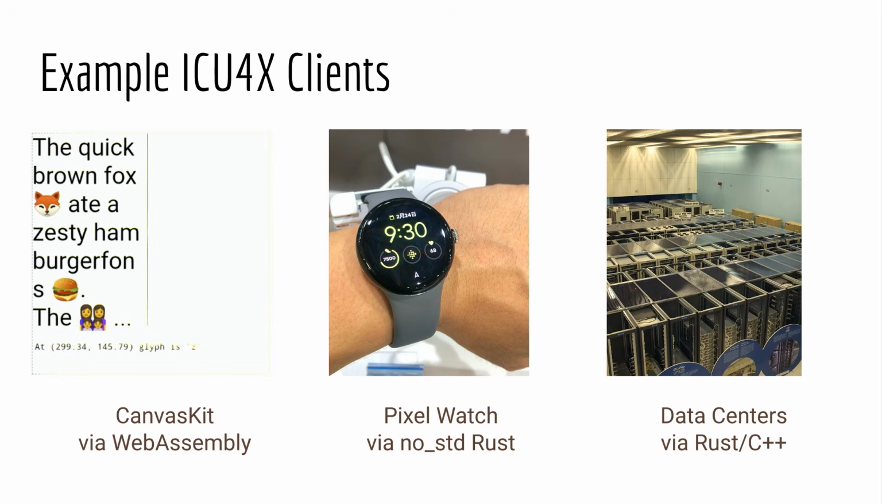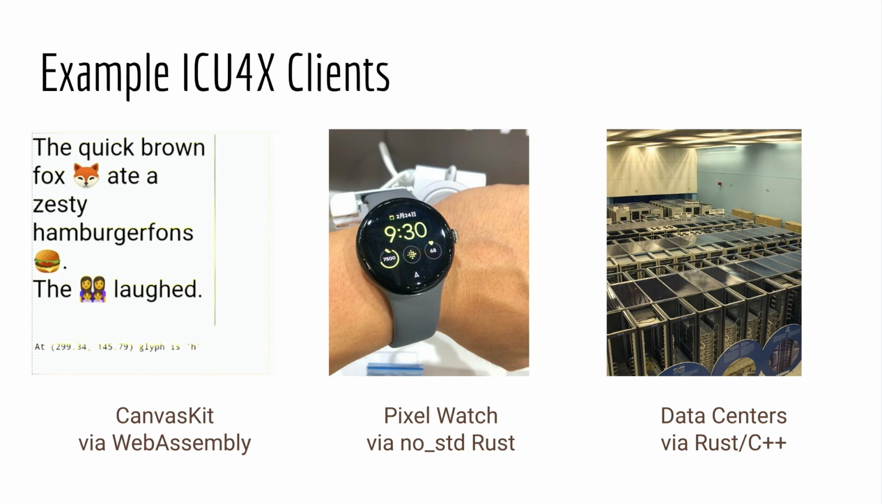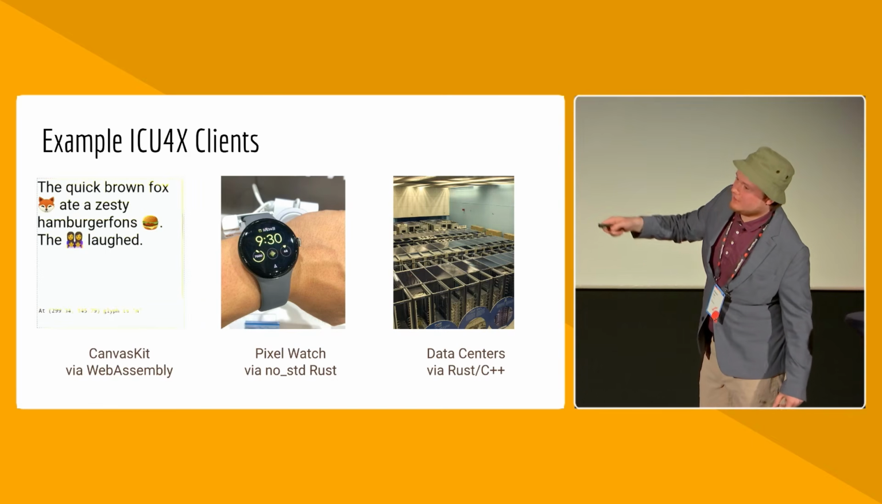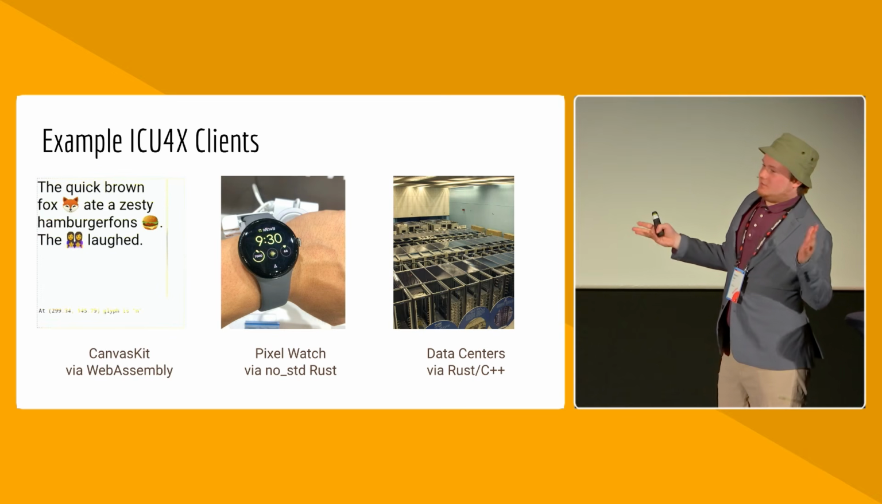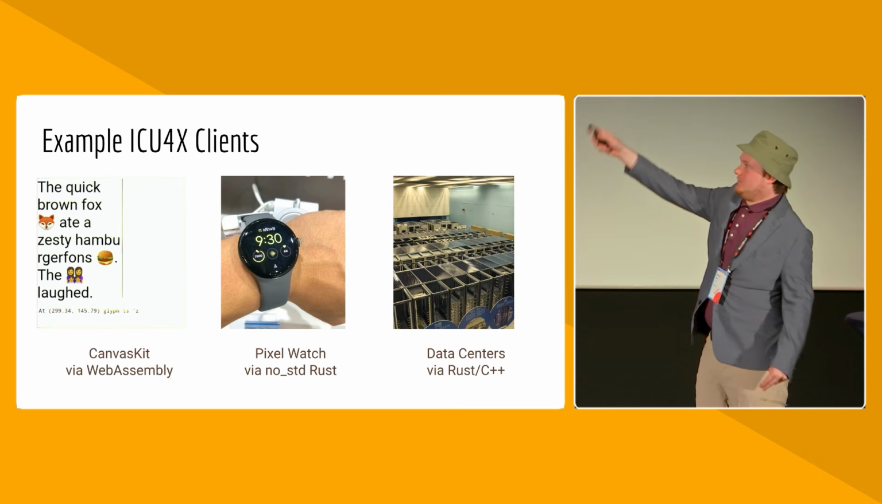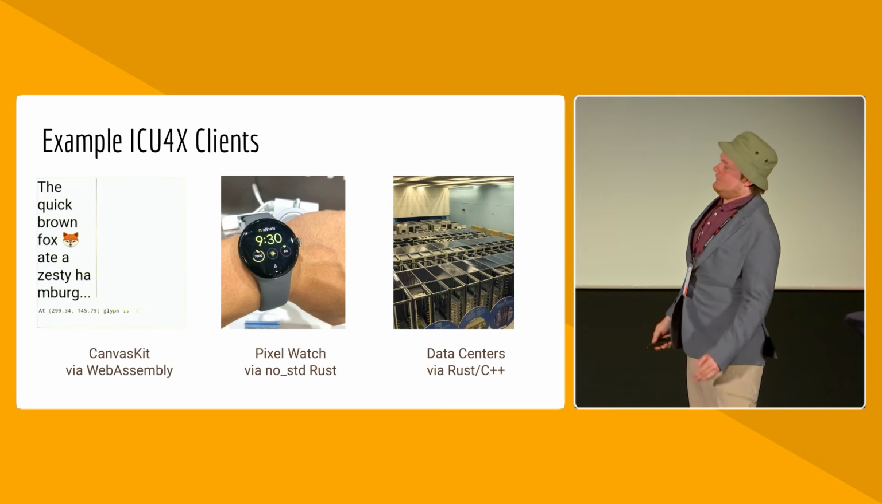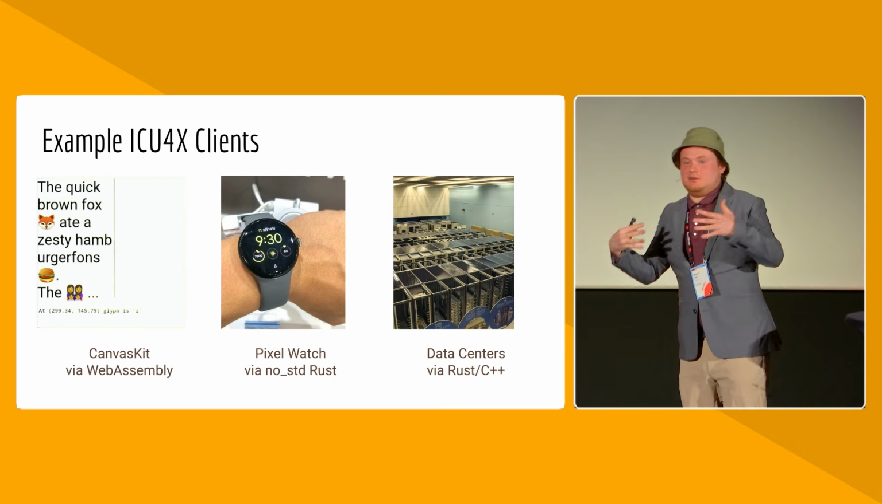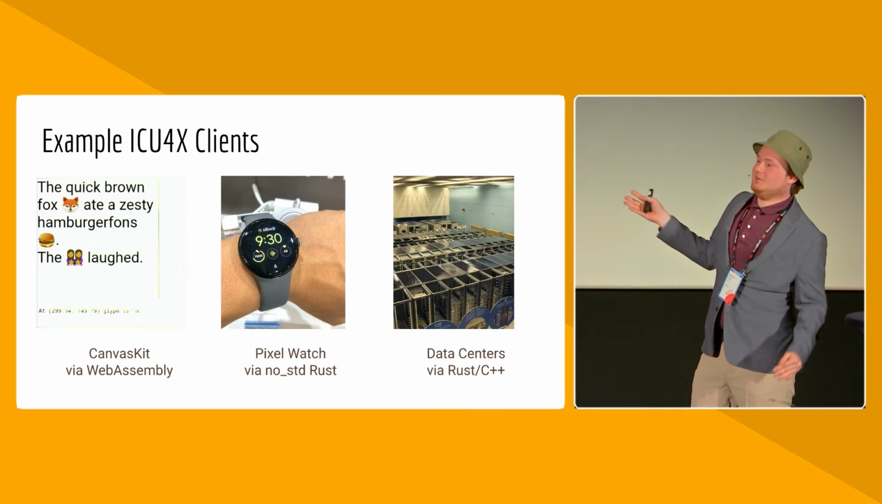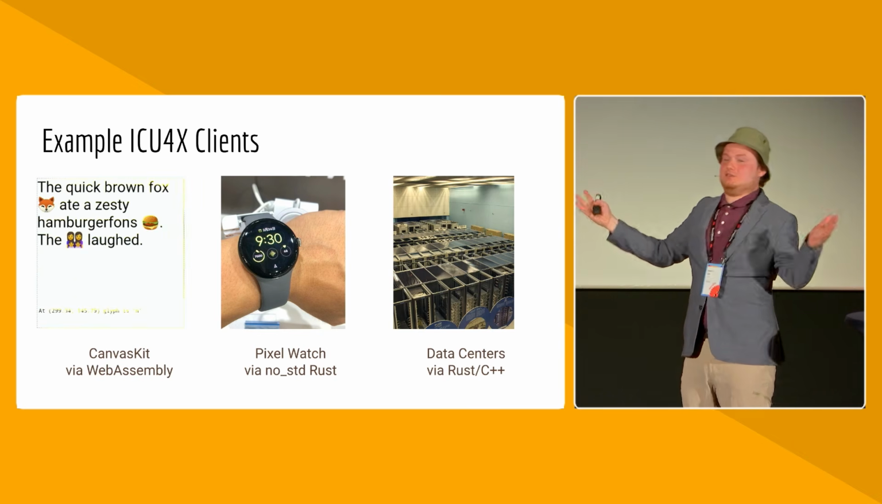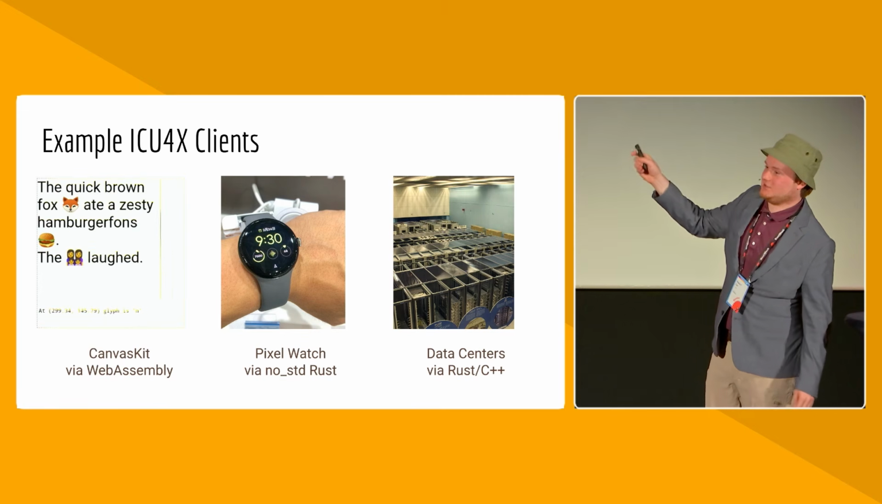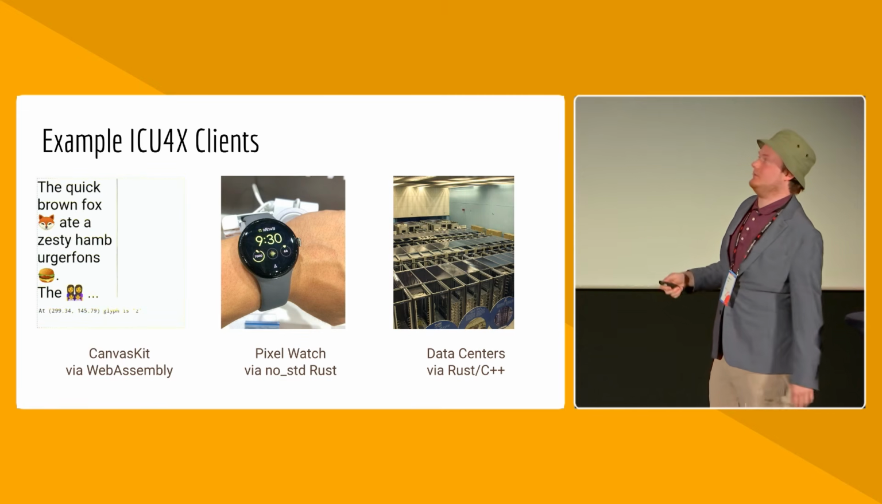Here are some examples of clients who use the things that we built. On the left, we've got CanvasKit, which can use us via WebAssembly. In the previous talk, you heard a little bit about Skia. So this is basically Skia on the left side. All these components fit together when you do text rendering. It's really mind-boggling how many things you need in your text rendering stack. And internationalization, in this case text segmentation, is one of them.